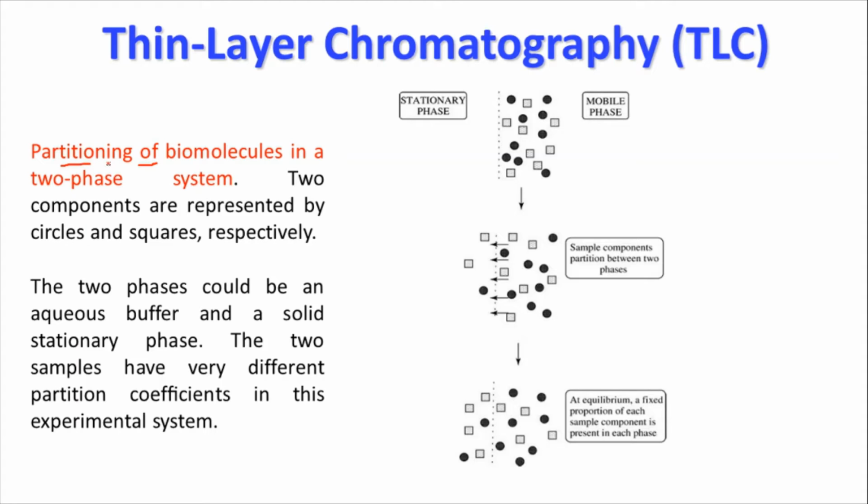Now, the partitioning of molecules. Partitioning of a molecule means the distribution of the biomolecules to the stationary phase, and how it is distributed based on the mobile phase. So, the partitioning of molecules by a two-phase system. The two components are represented by the circle and square. Here this is the stationary phase area, and this is the mobile phase area. We can place the sample, and we also place the stationary phase into the mobile phase. Thin layer chromatography belongs to solid-liquid chromatography.